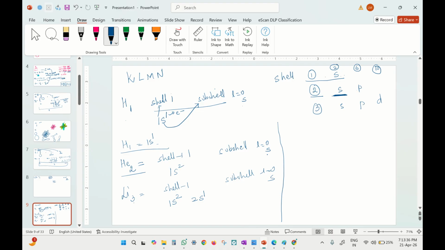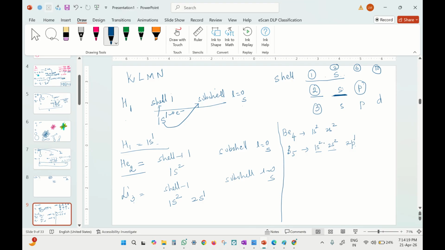Beryllium, Vishak, atomic number 4. 1s2, 2s2. Next one, boron 5. Come on. 1s2, 2s2, because S cannot have more than 2. So you gave 2 to 1s, 2 to 2s. After that, you will go and use P. What is it called? It's called 2p. It's from the second shell, P subshell. It can have how many maximum? 6. But how many do I need to fill? Only one, na?